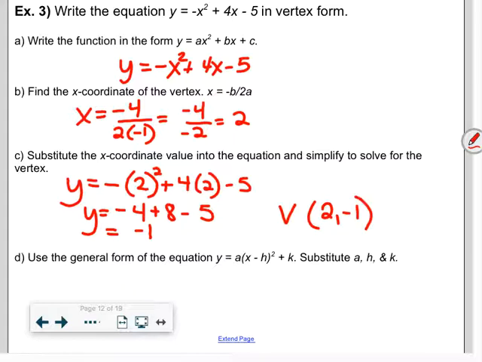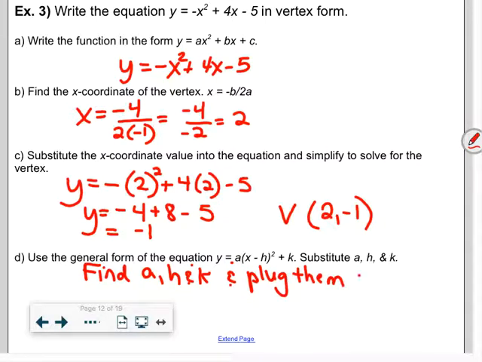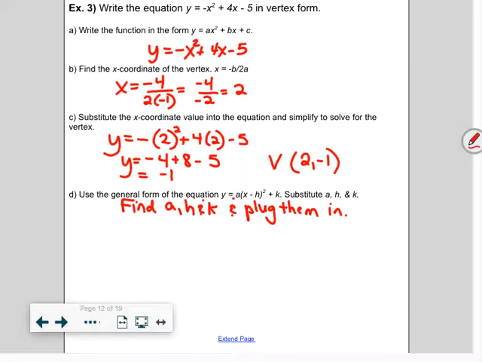So now here's the cool part. If I want to put this in vertex form, here's what you have to do. You find A, H, and K and plug them in. And here's the most interesting part that in my experience I've seen students struggle with: A is already given in standard form. A is the number in front of x squared. So what is A here? It's not 1, it's negative 1.